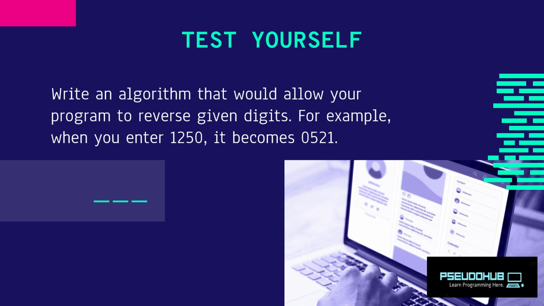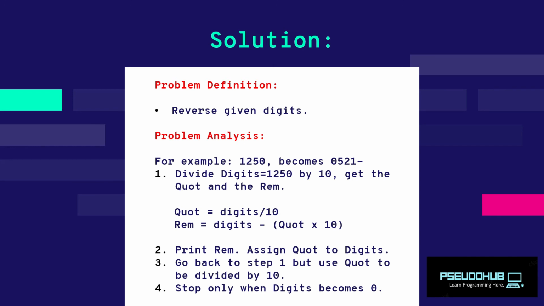Okay, so assuming na you're done, let's proceed with my solution. We'll see kung the same ba ta solution. Okay, so problem definition, we'll have to reverse the given digits. Di ba? Ana lang. Reverse any given digits. For example, 1,250, yang himuong 0,521. Okay, so sa problem analysis, we have a given number na 1,250. So si 1,250 mao na given digits na to. And then nato siyang i-reverse into 0,521.